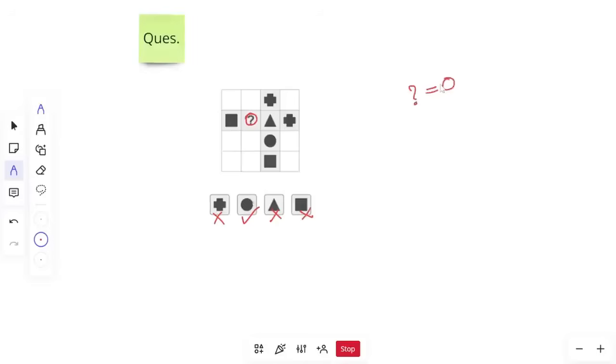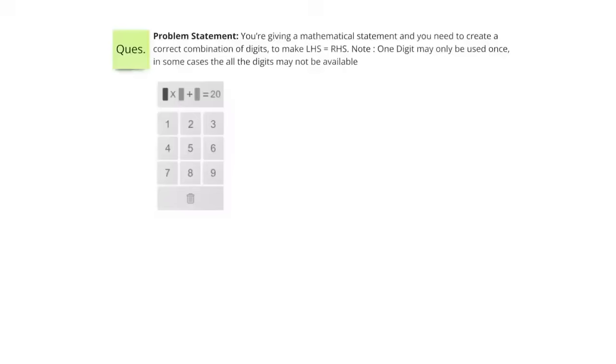Okay, hope you have understood it. For any doubts, you can ask in the comment section. Let's now move on to the next question. Let's look at this problem.